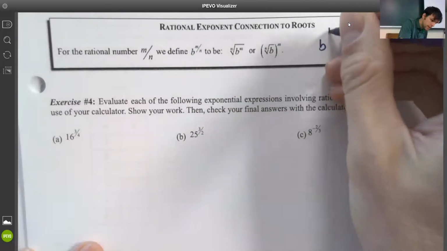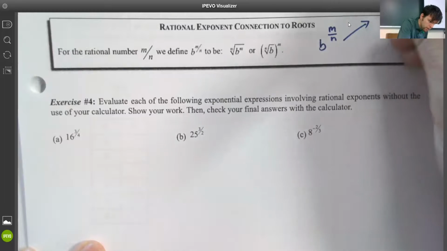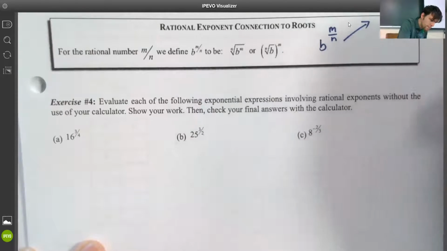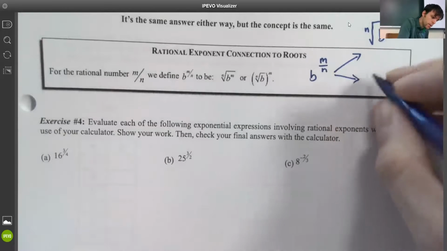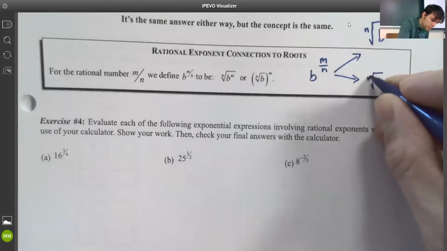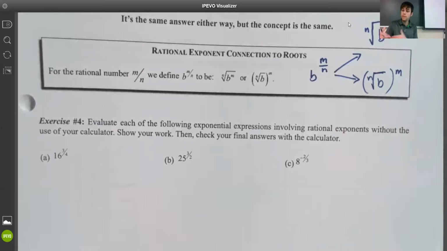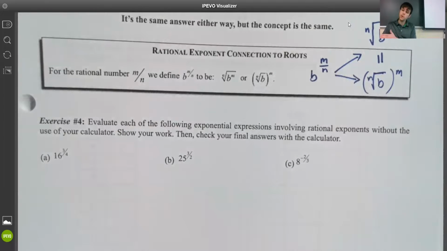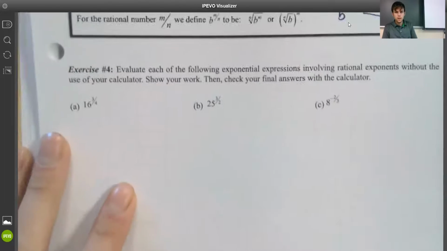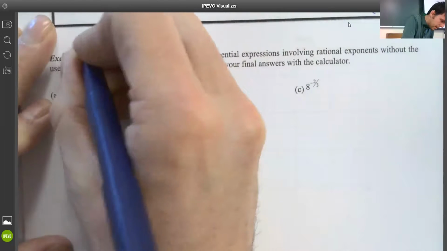work. b to the m over n, right? It can be done 2 different ways. It can be done as the nth root of b to the m, or it may be easier to think about it in another way where we do the nth root of b and then raise that to the m power. Both of these things are valid and they're equivalent to each other. These two things are equal. It doesn't matter which way you do it. Just one method may be easier. Depends. All right, let's go ahead and run through that. Again, I'll try to write this up here again just so we can keep track of that.